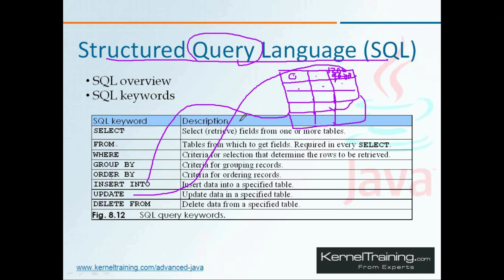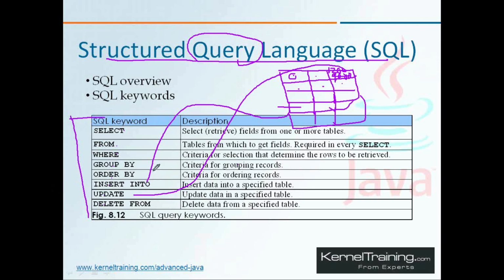Right, exactly. Delete means what? I want to delete this record permanently. I don't have any work with this, so I will delete it. That is called delete. So these are the SQL keywords we are going to use in our Java application whenever we require, and whenever we need to make the connection to the database.